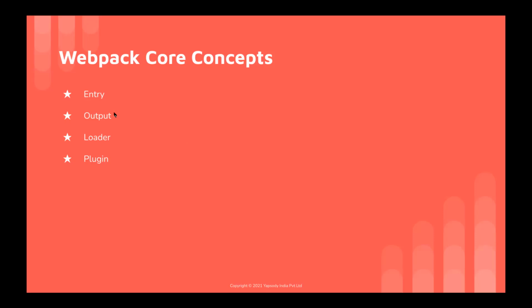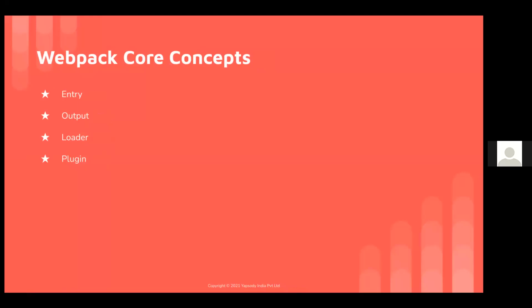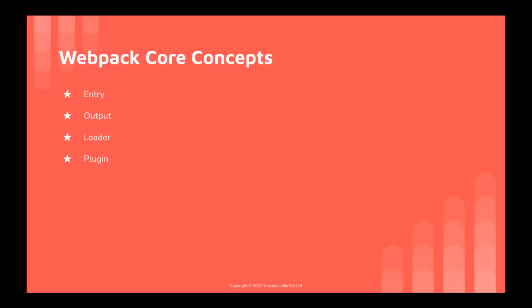The output is where you want to bundle this file. You can specify a folder name, and whenever you run the web page, it will bundle your file in that certain folder. And then there is a loader. Let's see what a loader is.